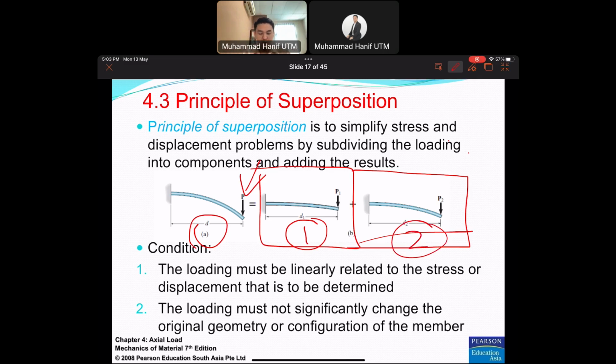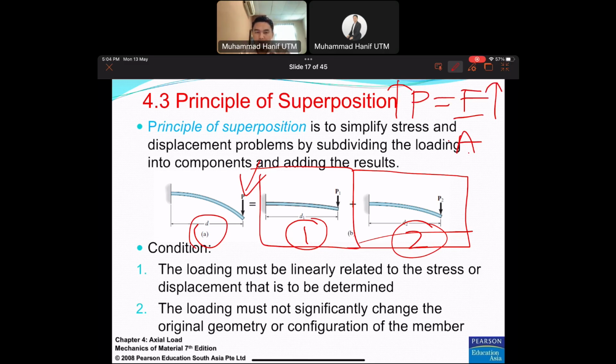And the condition that we have to follow, number one, is that the loading must be linearly related to the stress or displacement that is to be determined. So the loading should be proportional to the stress. You learned about pressure equal to F over A. When pressure is high, the force will be high as well. So this is the basic condition if you want to use the principle of superposition. It should be linearly related, so P is related to F.